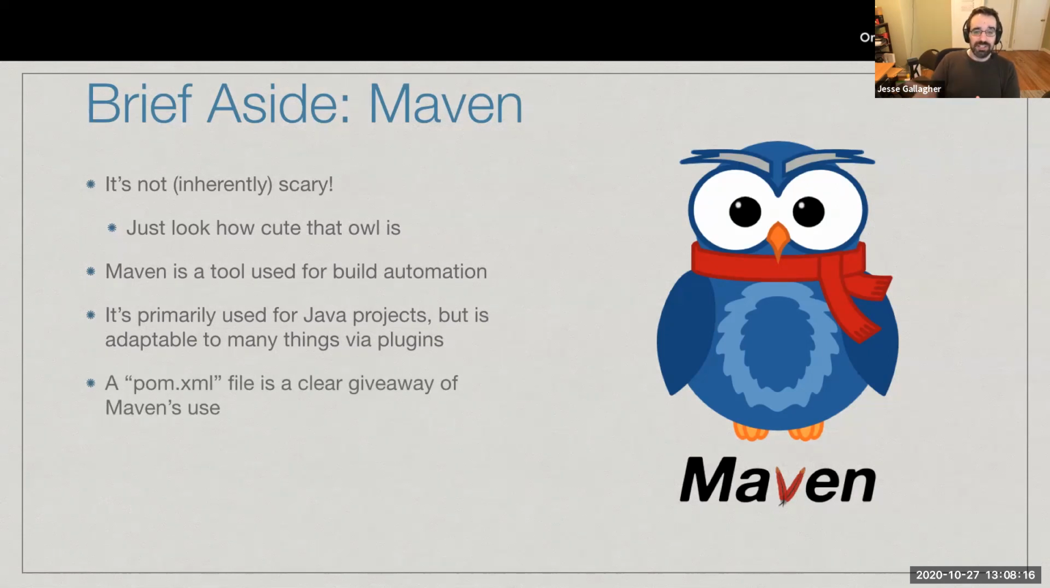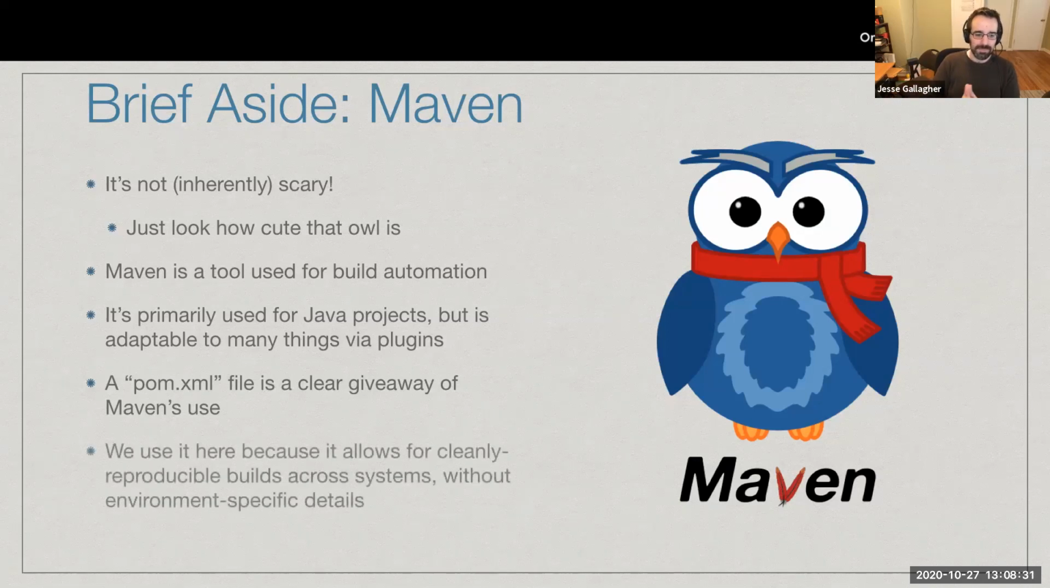If you see a pom.xml file, that's your giveaway for Maven. So if you look at a GitHub repository and you see a pom.xml, that's Maven. Similarly, build.gradle means Gradle. Here, pom.xml means this is a Maven project. And I use it here because it allows for cleanly reproducible builds across systems without environment-specific details.